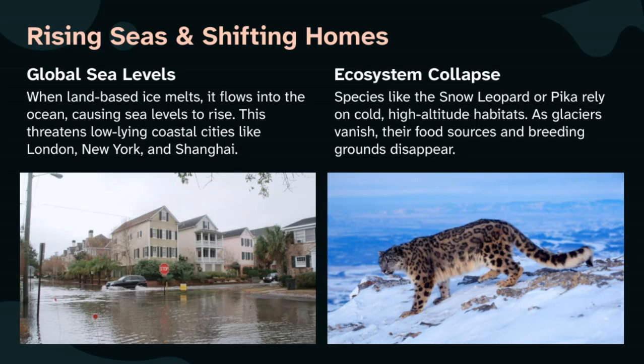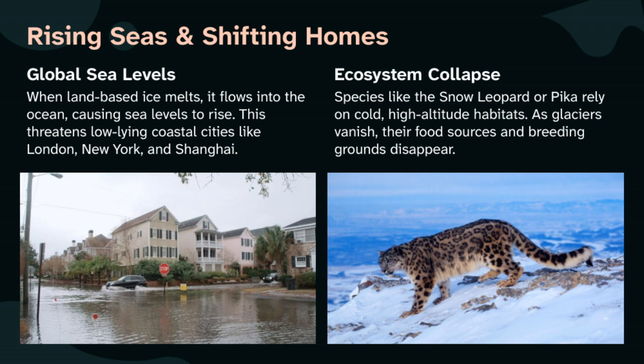The first major impact is sea level rise. When land-based ice melts, that water eventually flows into rivers and oceans. This adds extra water to the ocean system, causing global sea levels to rise. This threatens low-lying coastal cities such as London, New York, Shanghai, and many others. It can also threaten small island nations, coastal farmland, ports, roads, homes, and freshwater supplies. Sea level rise can increase coastal flooding, make storm surges more damaging, and cause salt water to contaminate freshwater sources.